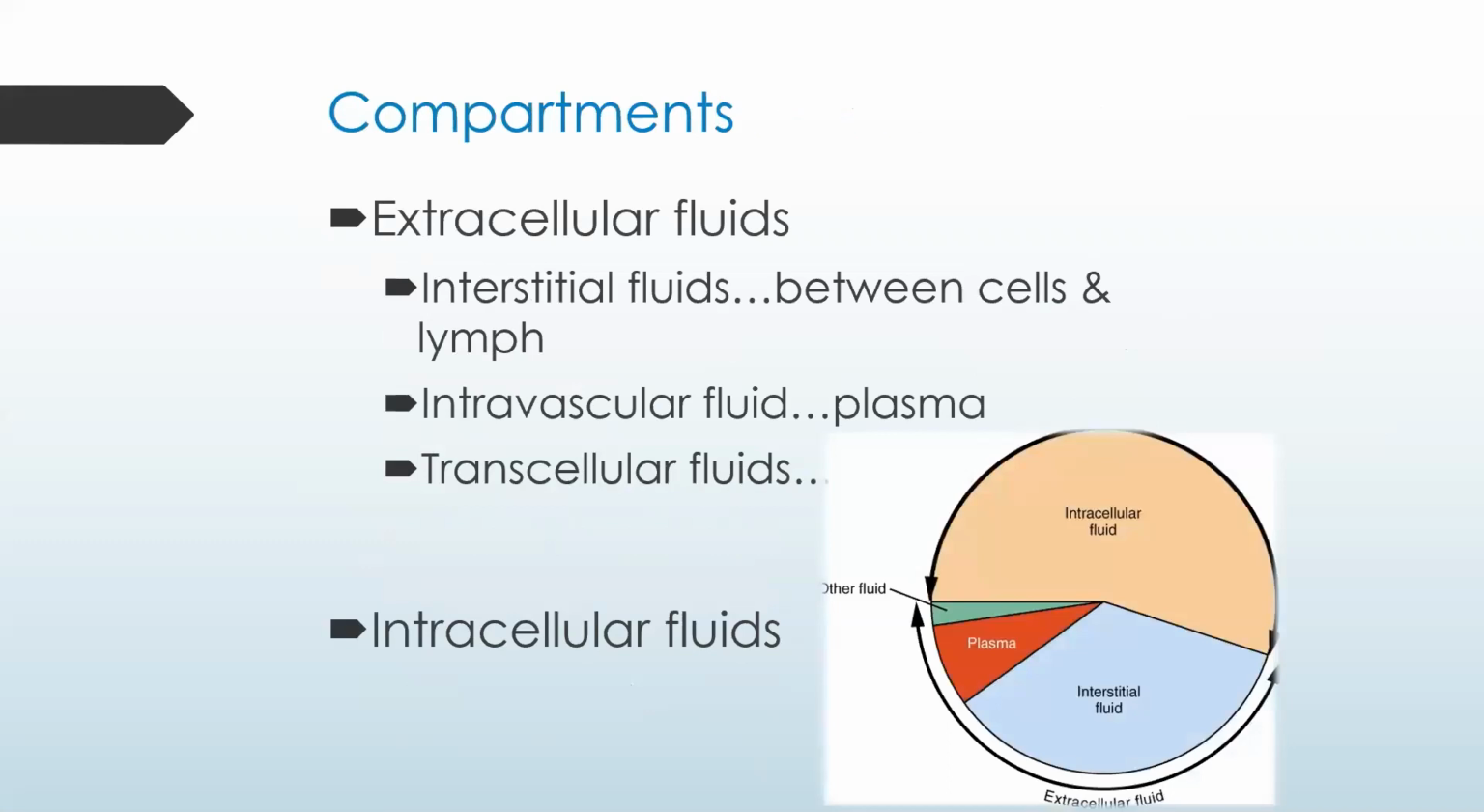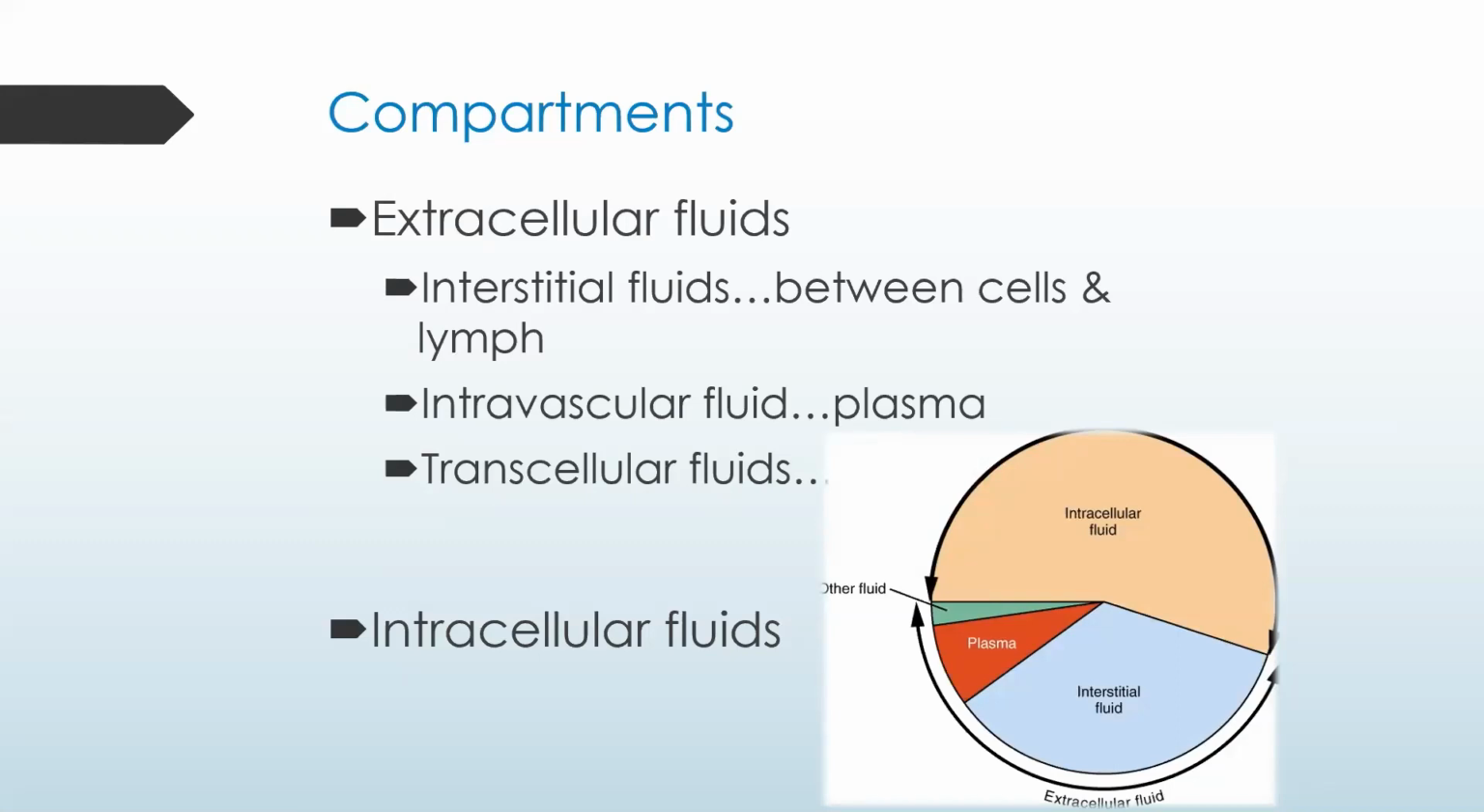The body holds fluid in two basic areas or compartments, like we discussed a few minutes ago, inside the cells and outside the cells. Fluid found inside the cells is called intracellular fluid, and fluid found outside the cells is extracellular fluid. They are separated by capillary walls and cell membranes. The extracellular fluid consists of three types of fluid.